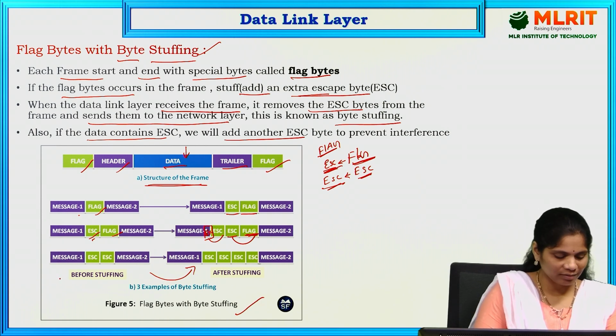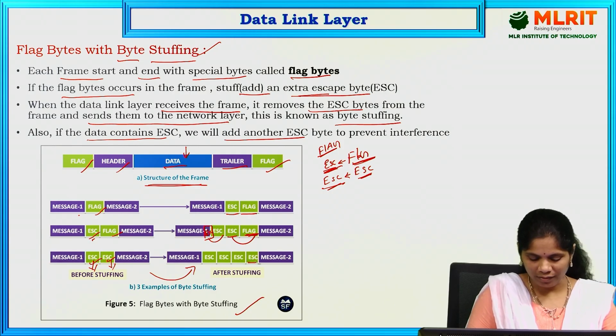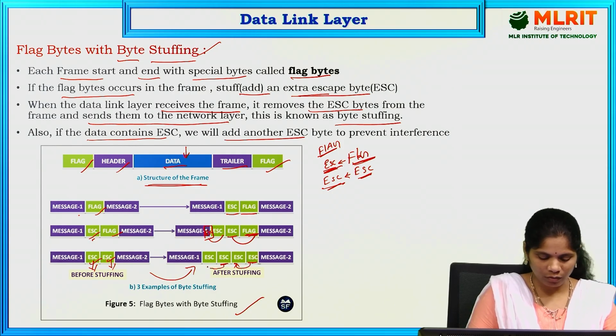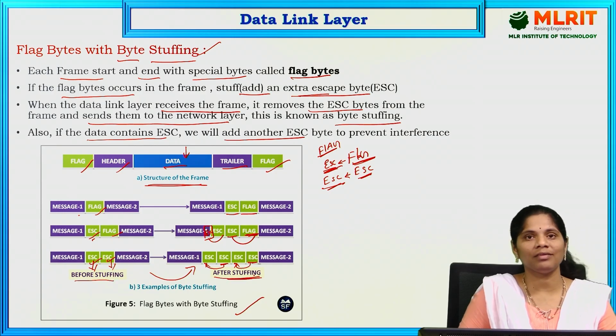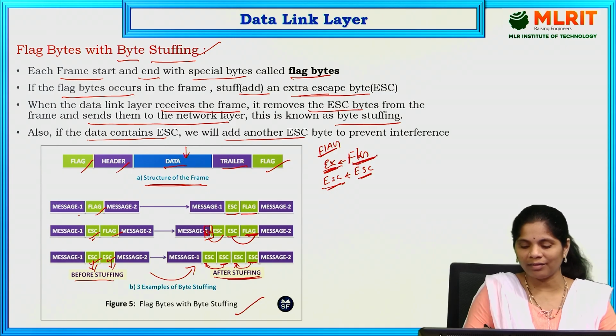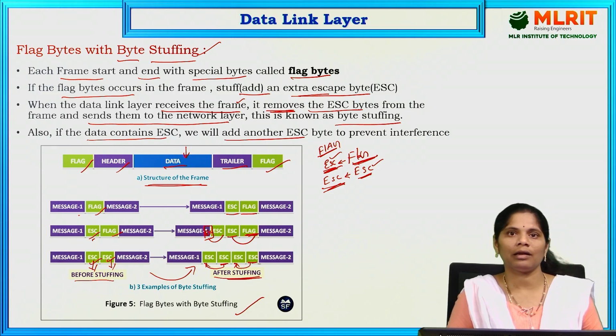Coming to the next example, an escape is there, and another escape is there. For this escape we have to add one more escape, and for this escape also we add one more escape. Here in this example, for this we add one more, and for this we add one more escape. This is before stuffing, and this is after stuffing. Stuffing is nothing but adding. What are we adding? If the flag is there, we add one escape. If the escape is there, we add one more escape. Whenever the receiver receives the frame, at that time it will remove the escape bytes. That is about flag bytes with byte stuffing in the data link layer.